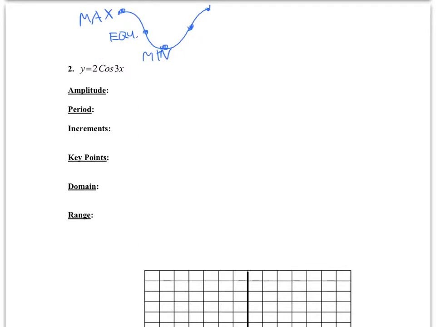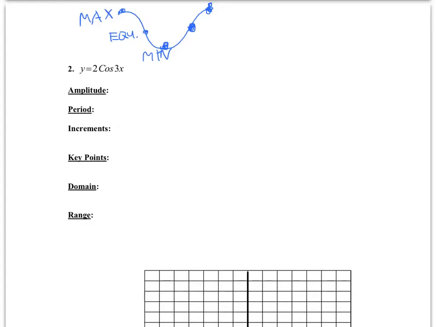Okay, and then we go down to the equilibrium, which is right here. Then we go to the minimum. Then we come up to the equilibrium. Then we end at where we started, which is the max. So every cosine graph is going to look like a U shape. Sometimes it's upside down if there's that negative in front. So let's get started here.